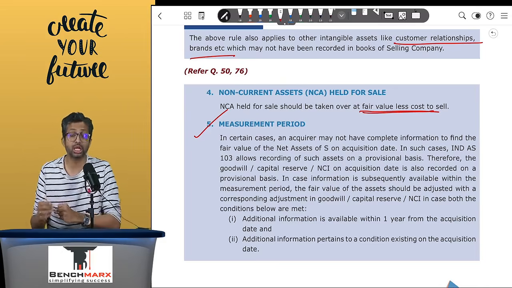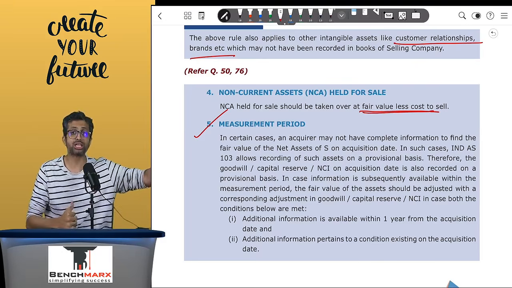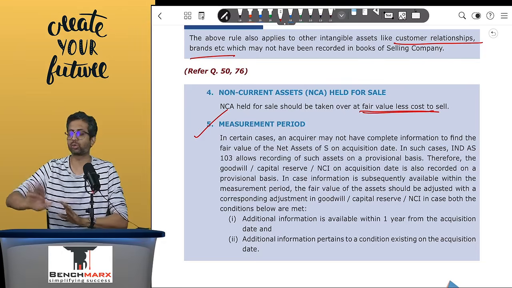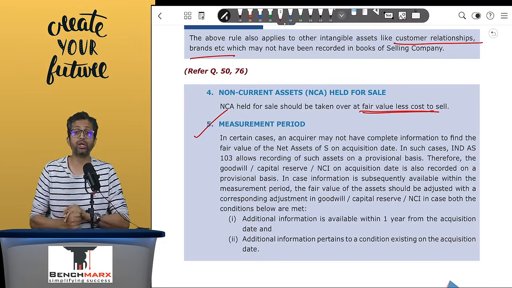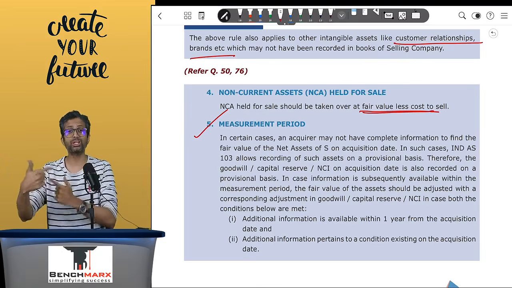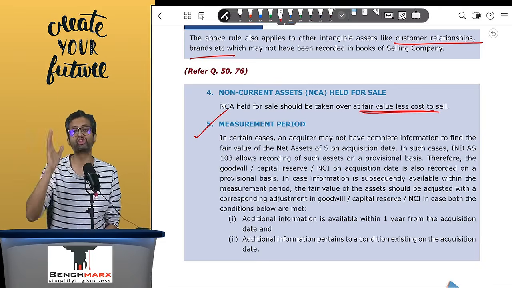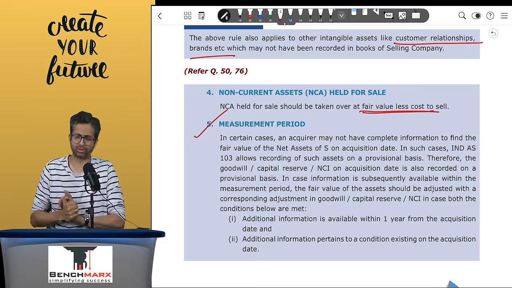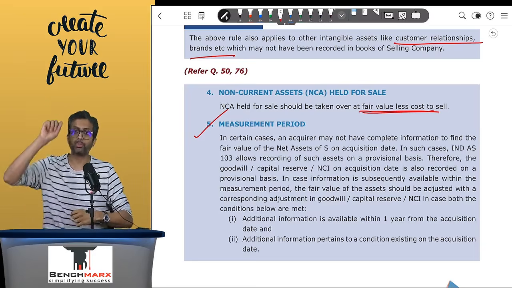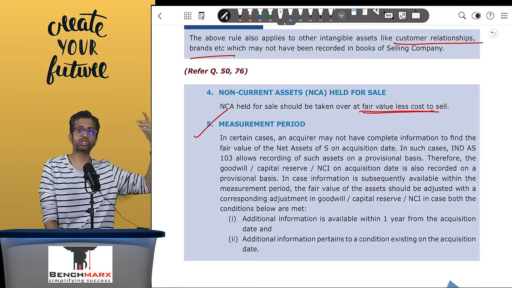So during this period, if additional information is obtained which pertains to conditions which existed on the acquisition date. Remember, if there are new developments that happen after the acquisition date, it does not matter. So two conditions have to be fulfilled for a measurement period adjustment. First, new information is obtained within 12 months. Second, it pertains to a condition existing on the acquisition date. If both of these conditions are fulfilled, then the standard allows you to reassess and remeasure the PC plus NCI minus net assets and thereby remeasure the goodwill. But sir, goodwill was already calculated.